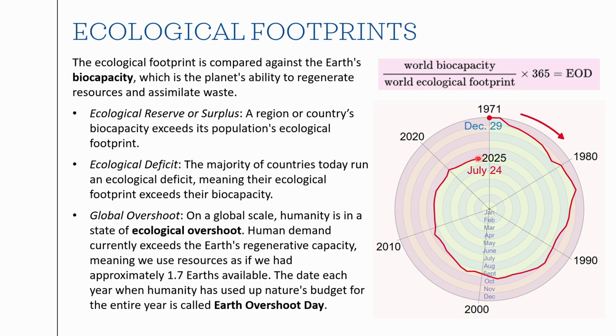And currently in the year 2025, Earth Overshoot Day is July 24th. This means in the year 2025, July 24th is when we used up the resources we were supposed to use for the entirety of 2025. So that means currently we are already using resources from next year. And so if we look back at our financial example, we continue to use our resources and incur ecological debt.